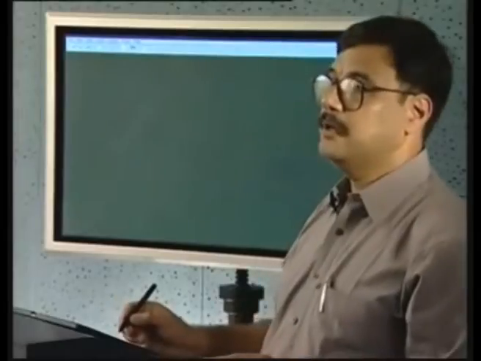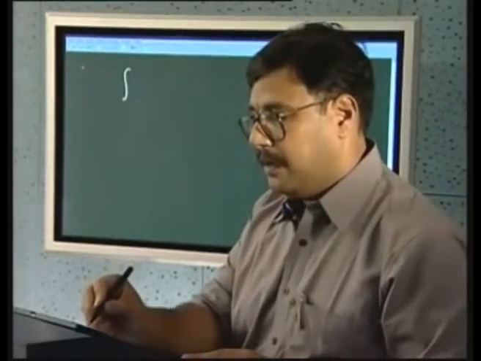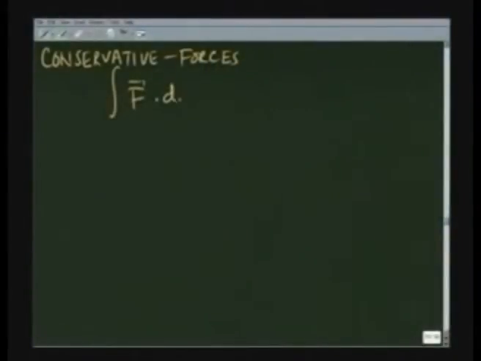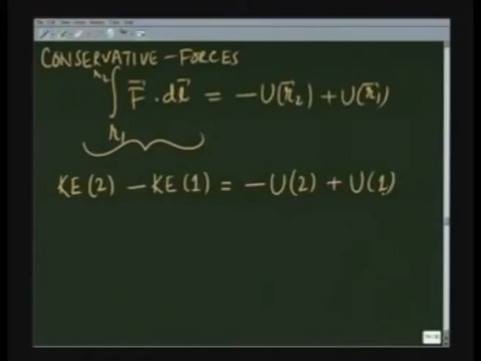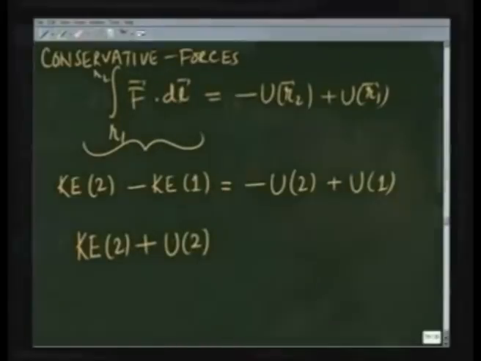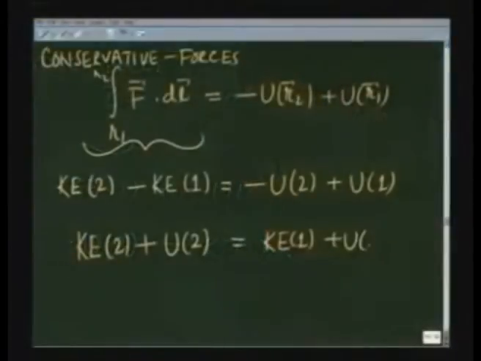So, let us see, if I apply the work energy theorem to this case, what happens? Let me again write, I am talking about conservative forces, then F dot dl I have defined as minus U(R2) plus U(R1) when I am going from point 1 to point 2. This by the work energy theorem is nothing but KE at point 2 minus KE at point 1, and this is going to be equal to minus U at point 2 plus U at point 1, and if I reshuffle, I immediately get that KE at 2 plus U at 2 is equal to KE at 1 plus U at 1.